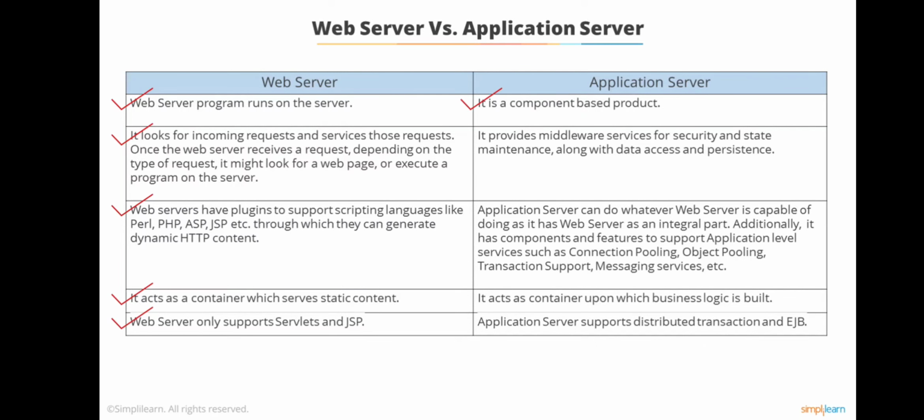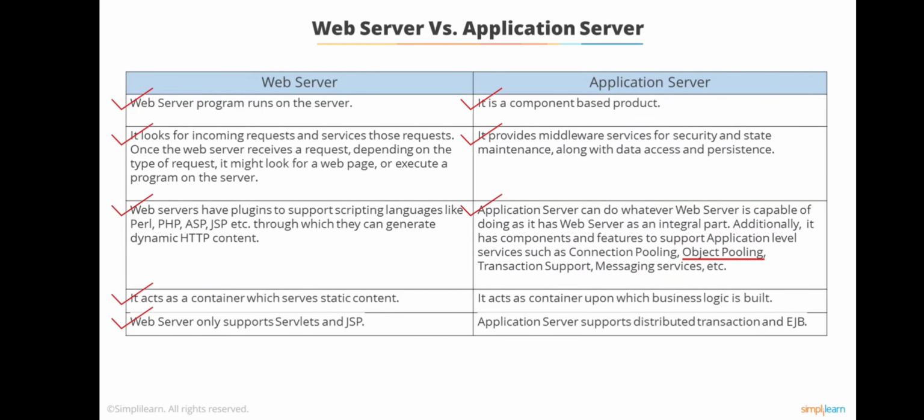application servers. It is a component-based product, providing middleware services for security and state maintenance along with data access and persistence. Application servers can do whatever a web server is capable of doing, as it has a web server as an integral part. Additionally, it has components and features to support application level services such as connection pooling, where you can have a set of connection objects created so that you don't have to spend time waiting for the object to be created and destroyed in memory. It will create a set of objects and simply reuse them. When you finish using the connection, it will move that object into the pool so it can be used again, so it does not have to destroy the object and recreate it, and hence performance is better.